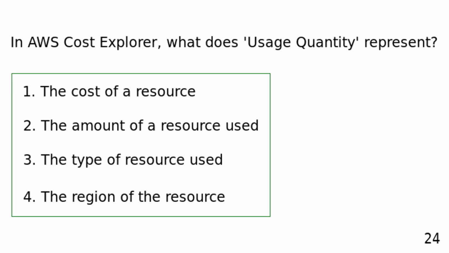In AWS Cost Explorer, what does usage quantity represent? The cost of a resource. The amount of a resource used. The type of resource used. The region of the resource.